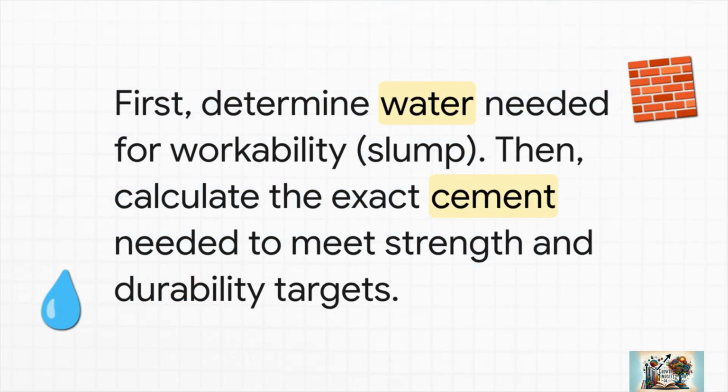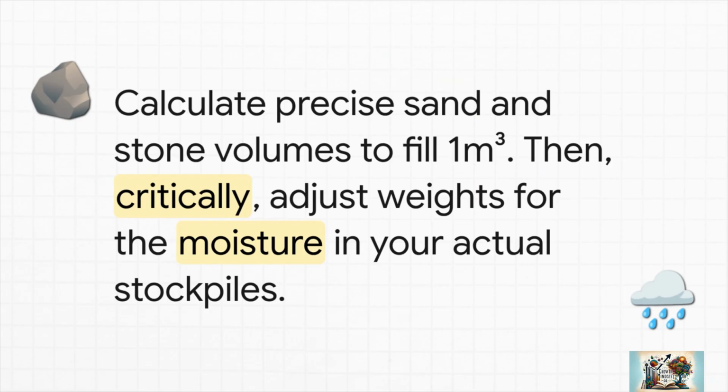So with those safety rules locked in, the calculator then figures out exactly how much water you need to get the workability or the slump that you're looking for. And from that number, it calculates the precise amount of cement required to hit both your strength and durability targets. It's all connected.